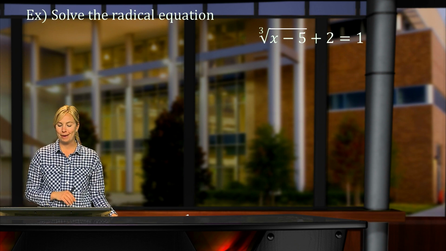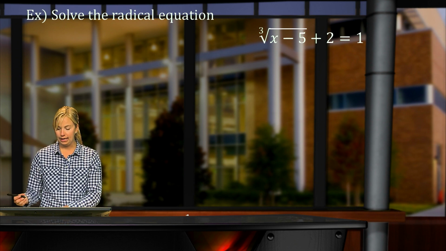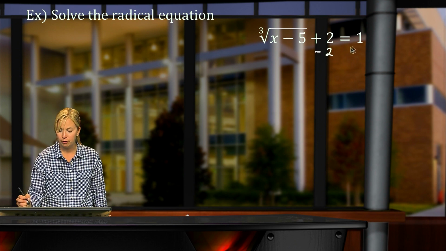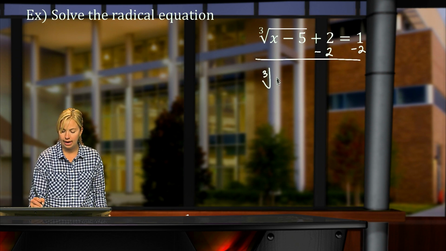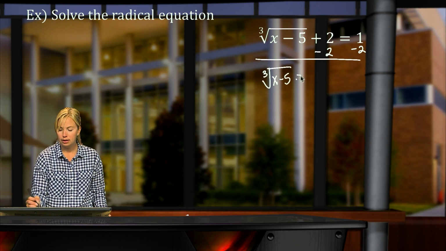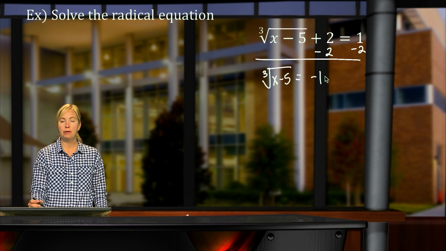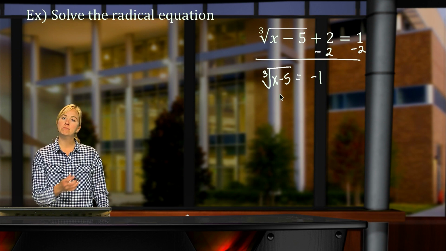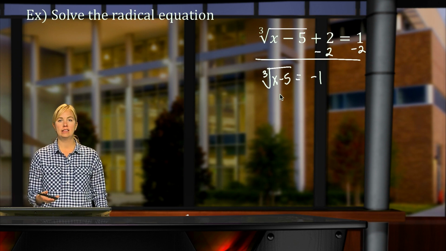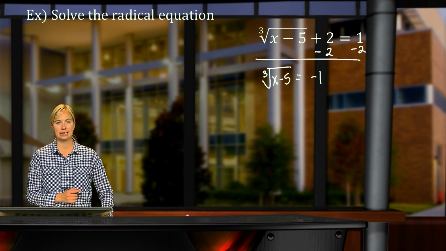The cube root of x minus 5, plus 2 equals 1. Step 1, we want to isolate the radical, so I'm going to subtract 2 from both sides. We have the cube root of x minus 5 equals 1 minus 2, which is negative 1. Be very careful. This minus 5 is underneath the radical, so we can't move it to the other side. Anything that's underneath the radical has to stay underneath the radical until you're finished with that second step.